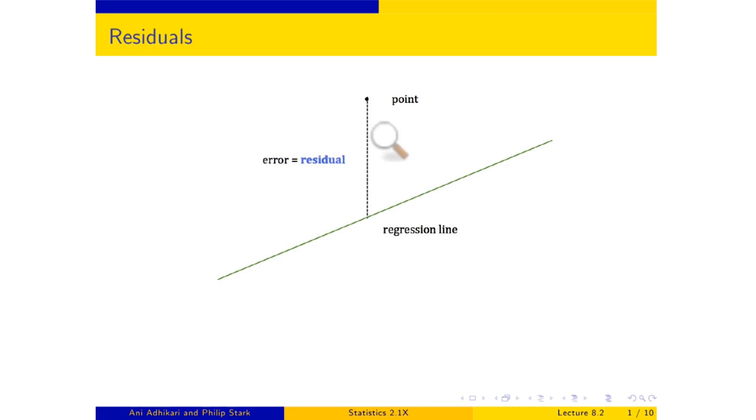As we said before, some of them are going to be positive for points that are above the line, some are going to be negative for points that are below the line, and we want to get some sense of their size regardless of their sign. And for reasons that have been discussed before in this class, we're going to look at their root mean square. So the root mean square error of regression is the root mean square of all of these residuals.